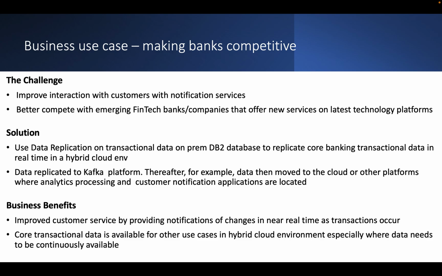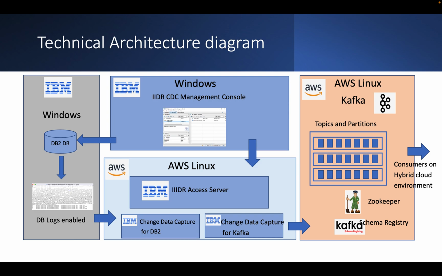So the solution here is to have a data replication which transfers data in real time from the on-prem DB2 solution to the cloud. And then we have a Kafka platform from where the different downstream applications can consume the data for further processing. So the basic benefit here is that data is readily available in near real time to the target applications for further processing.